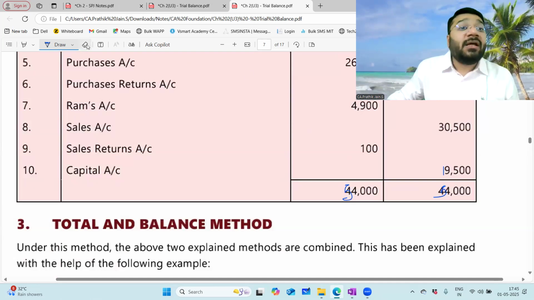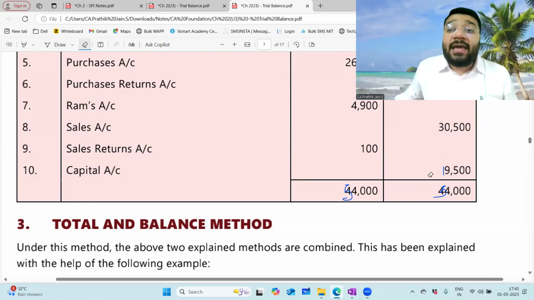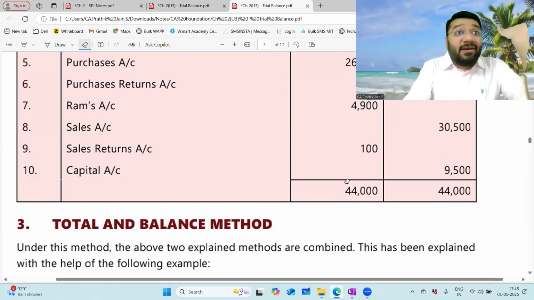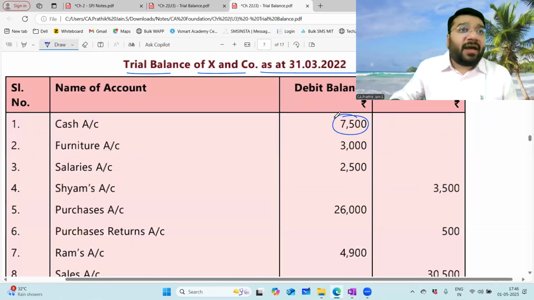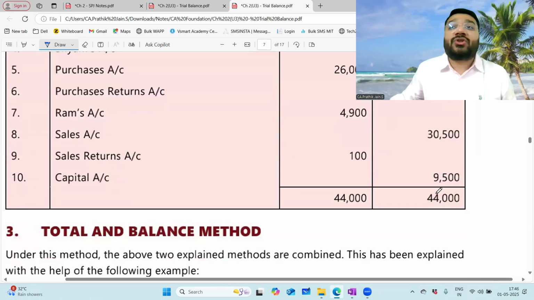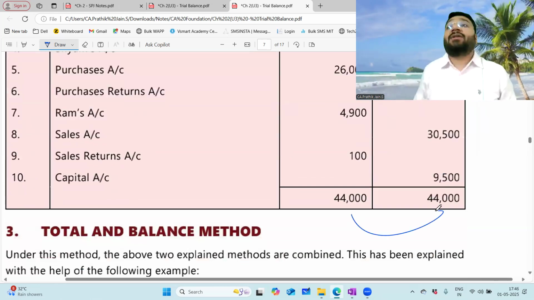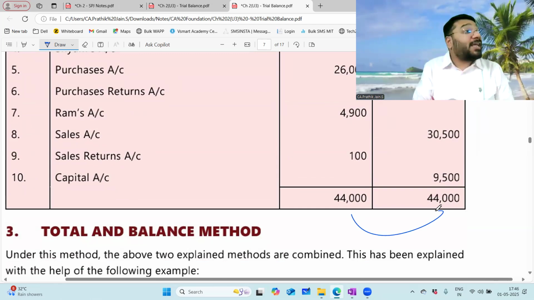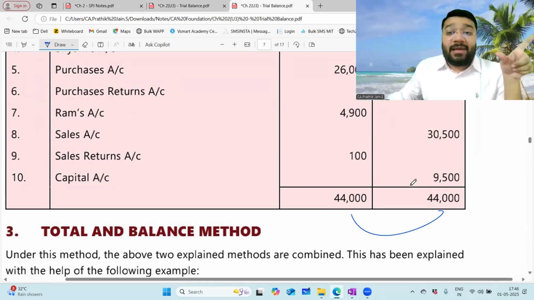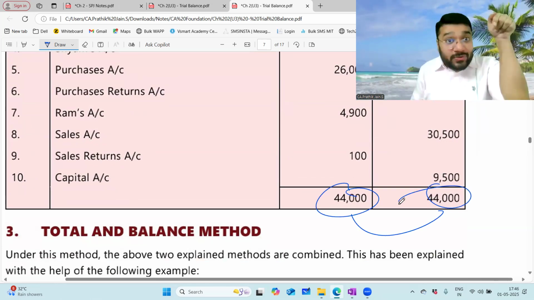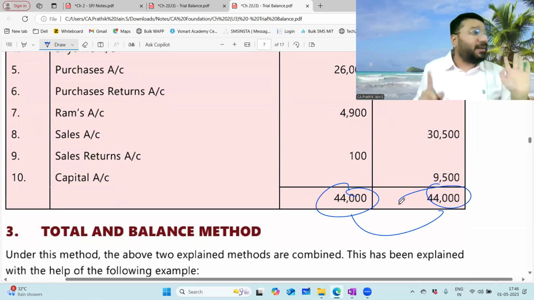Now what I did is, this transaction of 10,000, I omitted. I didn't even record it. So instead of 17,500 it is going to be 7,500, and instead of 19,500 it is going to be 9,500. The total is also matching. Now can you say this trial balance is correct? How can it be correct? One entire transaction is omitted. So tallying of the trial balance is not conclusive evidence that the account is 100% correct.